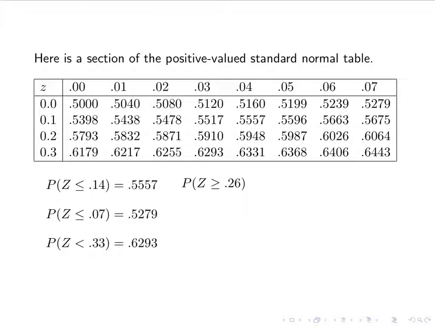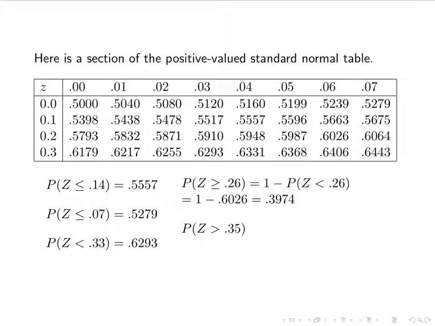If I want the probability that Z is greater than a value or greater than or equal to, we need to use the complements, just like we did in Excel with the binomial or the Poisson distributions. I need to rewrite this so that it looks like a probability of Z less than or equal to. So I'm going to rewrite it as 1 minus the probability that Z is less than 0.26. So I go to 0.26, so 0.2, 0.06, that gives me this guy right here, 0.6026, and I plug that in. So 1 minus 0.6026 gives me a probability of 0.3974.